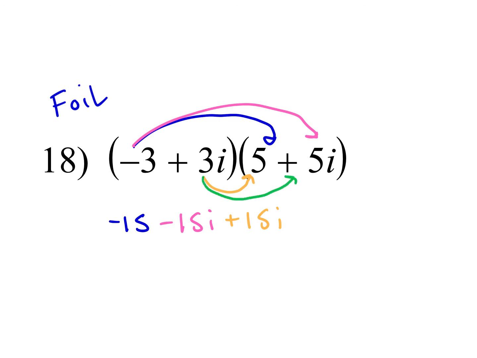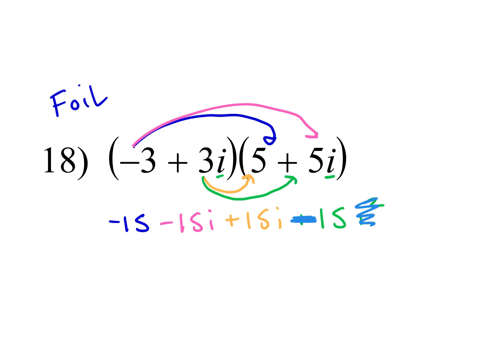So 3i times 5i, which would be 15i squared, because we're multiplying 2 i's. And what does the i squared turn into? It makes it a negative 15. So it always changes the sign of that number.